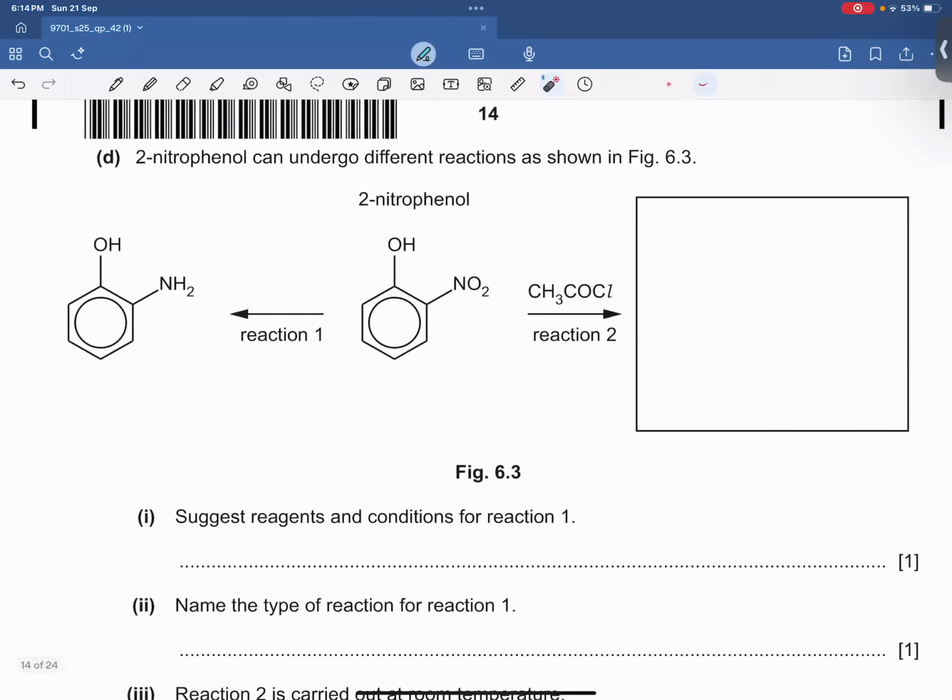Next part of the question. 2-nitrophenol can undergo different reactions as shown in figure 6.3. Suggest reagents and conditions for reaction 1.